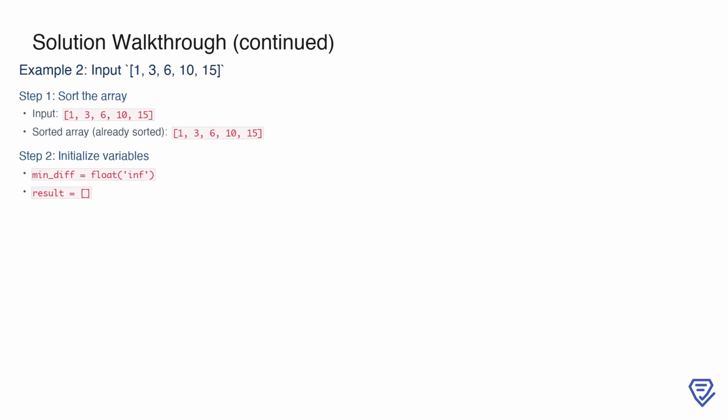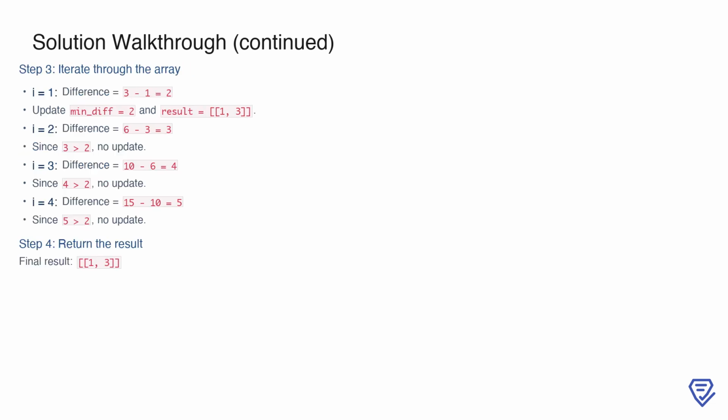Let's consider the second example, where the input array is 1, 3, 6, 10, 15. The first step is to sort the array. In this case, the array is already sorted, so no changes are needed, and it remains 1, 3, 6, 10, 15. Next, we initialize the same two variables as before, min_diff, set to infinity, and result, an empty list. These initializations prepare us to calculate the smallest absolute difference and store the corresponding pairs.